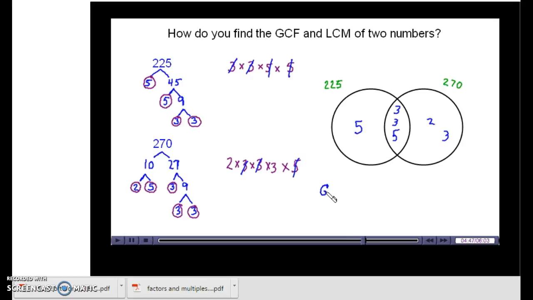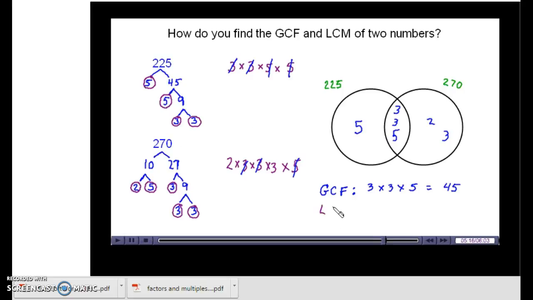Now the greatest common factor is the product of the numbers that are in this overlap area. So that would be 3 times 3 times 5. And 3 times 3 is 9. 9 times 5 equals 45. What this means is that 45 is the largest number that will divide evenly into 225 and into 270.